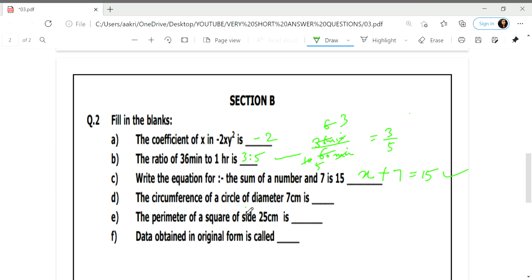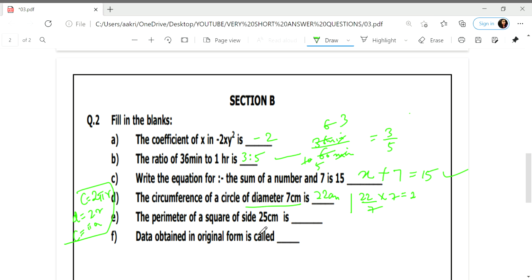Circumference of the circle of diameter. Now the formula for the circumference is 2 pi r. But if we have d, that is 2r, so the circumference becomes pi d. So if we have pi d, how? The value of pi is 22/7, the diameter is 7. So that is 22 centimeters only. Right? Alright. Now we move ahead to the next part.